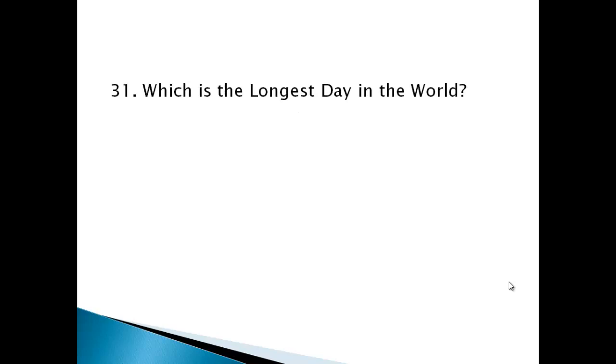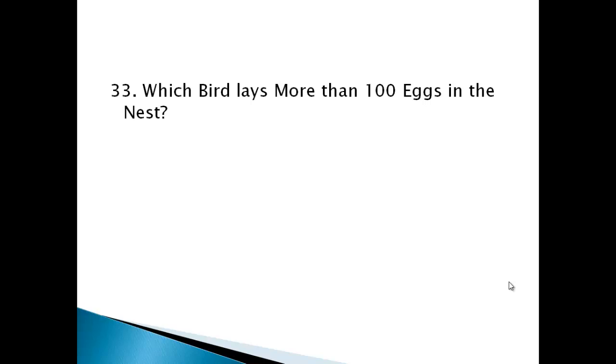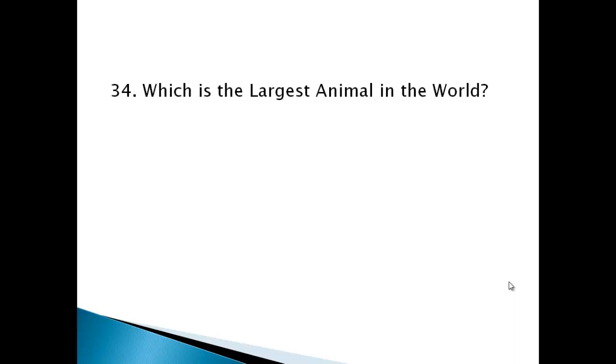Which is the longest day in the world? 21st June. Name the mammal which can fly. Bat. Which bird lays more than 100 eggs in the nest? Ostrich. Which is the largest animal in the world? Blue whale.